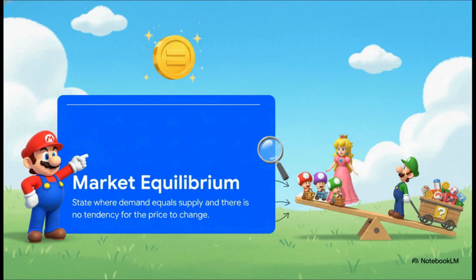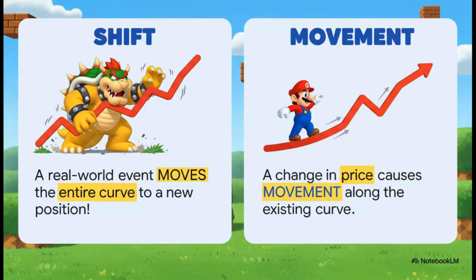Before prices can actually change, they usually start out right here, in a state of market equilibrium. It's this perfect balancing point where the exact quantity consumers want to buy completely matches the quantity producers want to sell. In this state, there's absolutely no tendency for the price to move. It's totally stable. That is, at least until an outside force disrupts this balance and throws the entire market into disequilibrium.